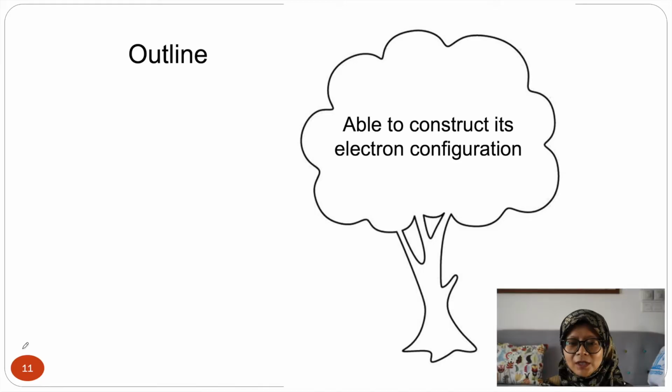So let's continue with part 2 of the chemistry of the elements. In this part 2, we are going to construct the electron configuration. This is what I have shown you: how to write down the electron configuration for an atom.